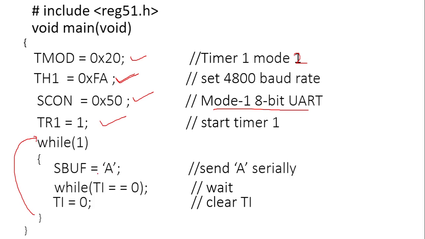While 1 is always true. Again it will send capital A for the second time to SBUF. It will wait until all 8 bits of capital A are sent. Once all 8 bits are sent, the TI flag is cleared. Again it will come to while 1, and this whole process will repeat forever. It means that the 8051's TXD pin will transmit capital A serially in a continuous manner. Continuous manner means once it is sent, again it will send it one more time, again it will send it one more time. Now we will simulate this program by using Keil IDE.